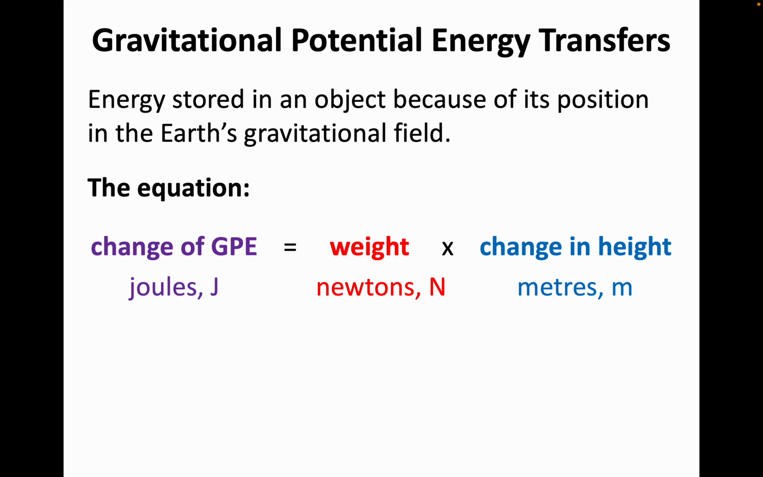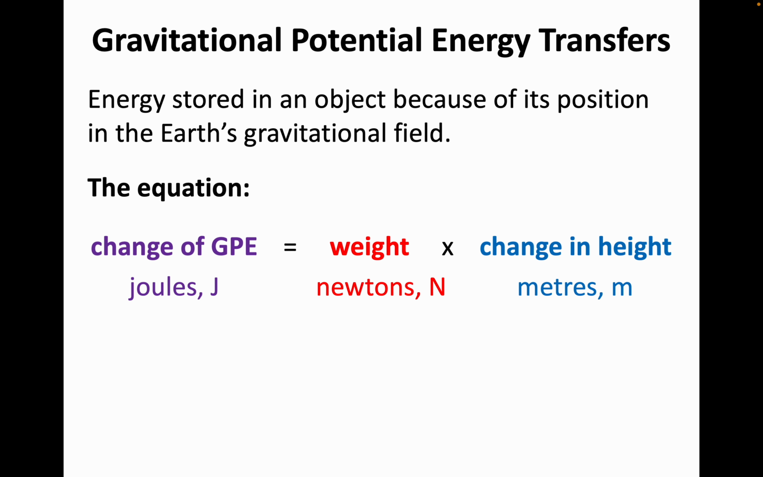So gravitational potential energy transfer is the change in gravitational potential energy. It's the energy stored in an object because of its position in a gravitational field. Usually it will be the Earth's gravitational field, so you need to know what the gravitational field strength is. For Earth, it's given as 10 newtons per kilogram or 10 meters per second squared.